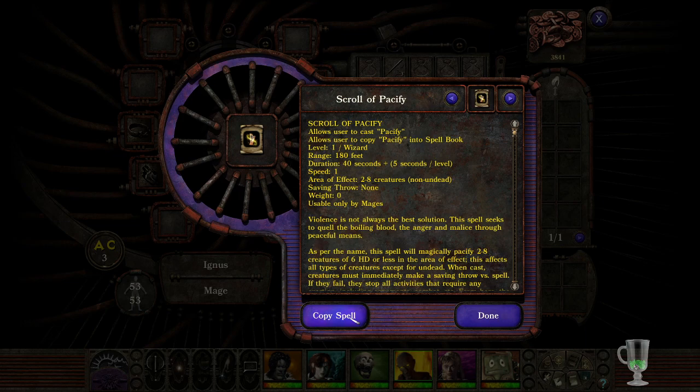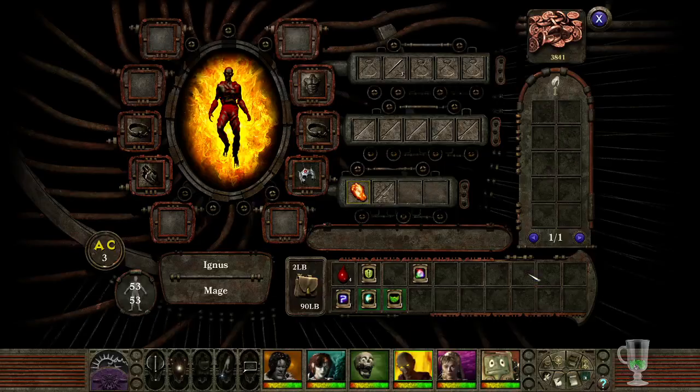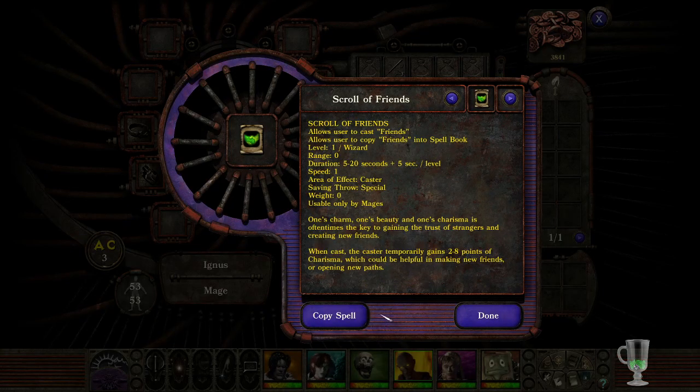Pacify. Violence is not always the best solution. This spell seeks to quell the boiling blood, the anger and malice through peaceful means. One's charm, one's beauty, and one's charisma is oftentimes the key to gaining the trust of strangers and creating new friends.